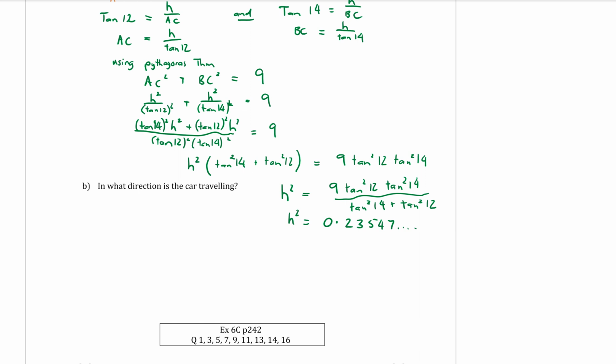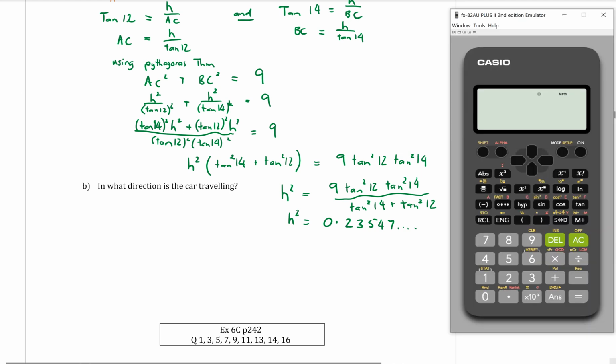Oh, 4.36. Yeah. How do you write the tan squared? Alright, let me bring up my calculator. So let's go, I'll do a fraction first. 9 times. Right. You got it? Great. Tan of 12, close bracket, squared.